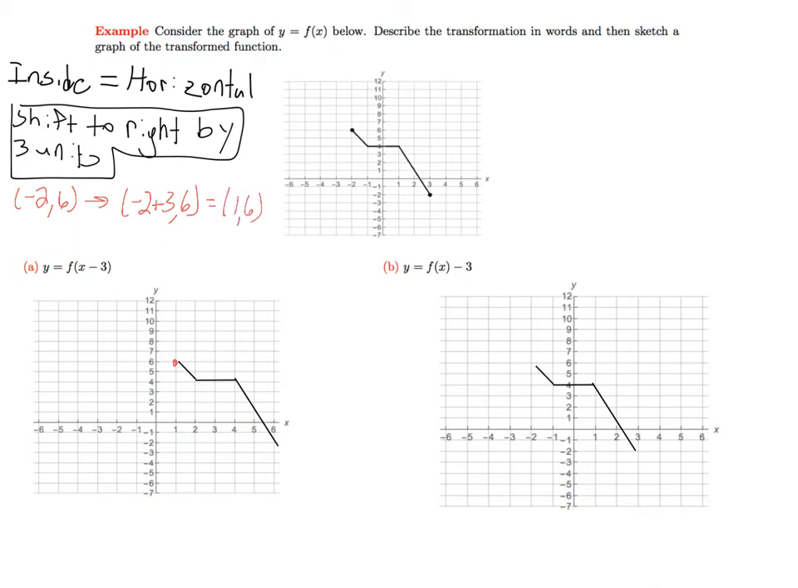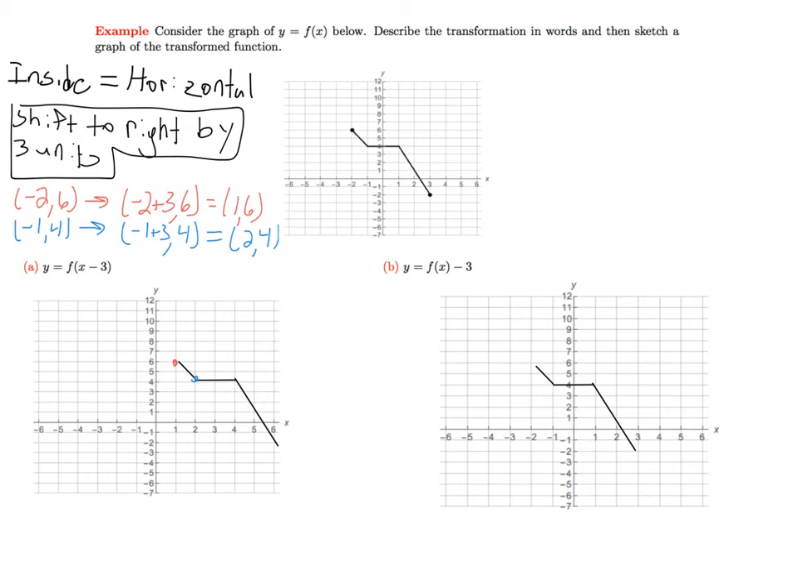And the point at minus 1, 4, this point gets moved 3 units to the right, so adding 3 to the x-coordinate puts us at 2, 4. And we can see that point on the graph over here. And we do that for every other point. So this is a shift to the right by 3 units in part A.